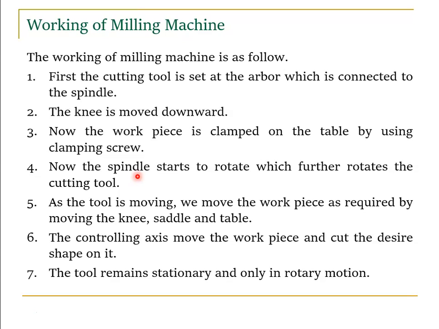Rotate, which further rotates the cutting tool. As the tool is moving, we move workpieces as required by moving the knee, saddle and table. So the tool is moving, and the workpiece is moved by the knee and saddle. The tool moves, but if you want to move the workpiece, you can use the knee, saddle and table. The controlling axis move the workpiece and cut the desired shape on it.